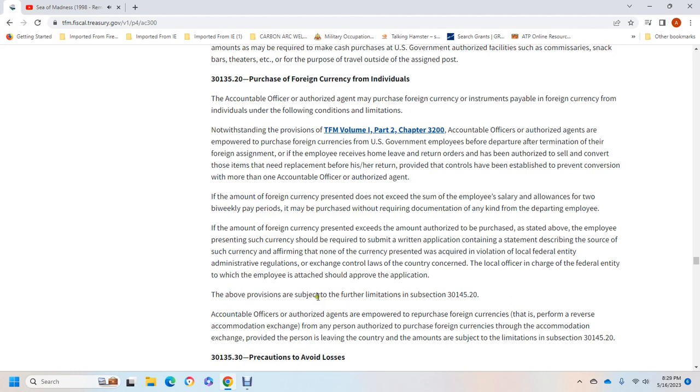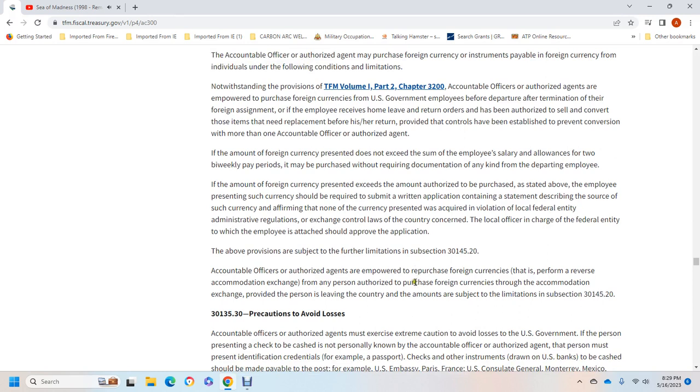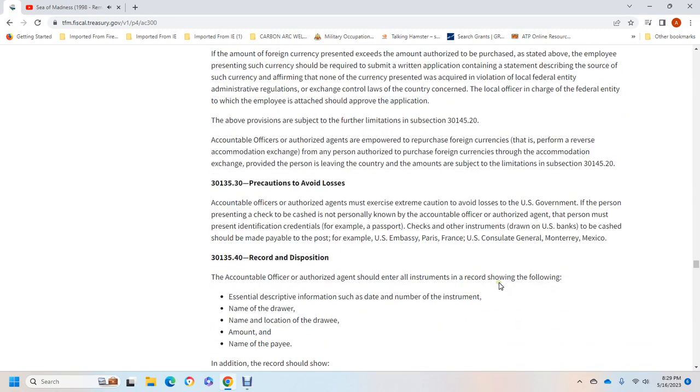The above provisions are subject to further limitations, subsection 314520. The accountable officer or authorized agent empowered to research foreign currency may perform the reverse accommodation exchange with any person authorized to purchase foreign currency through the accommodation exchange, for a person leaving the country, subject to the limitations of subsection 314520.